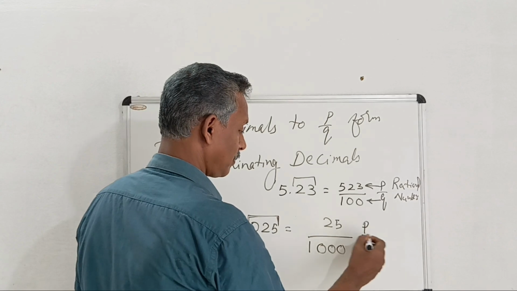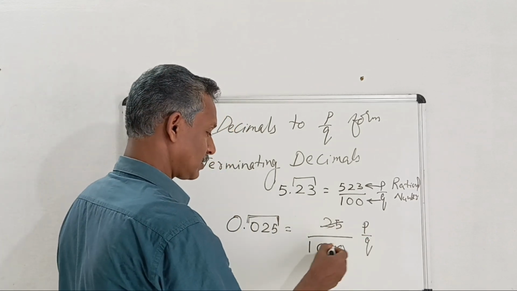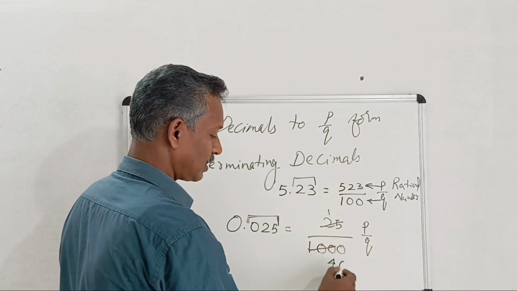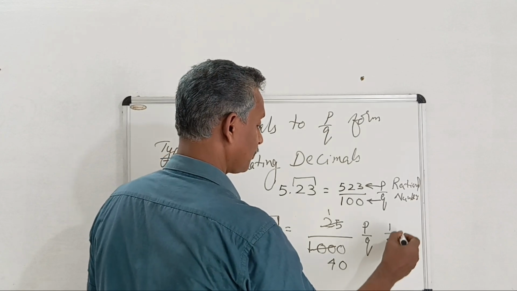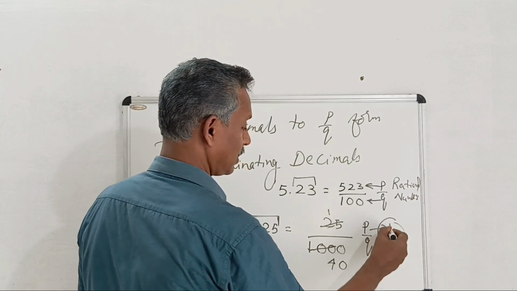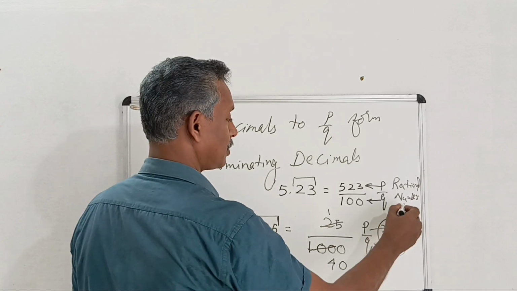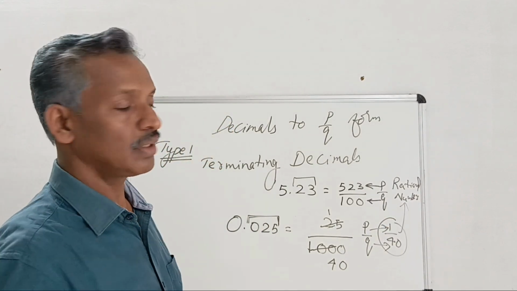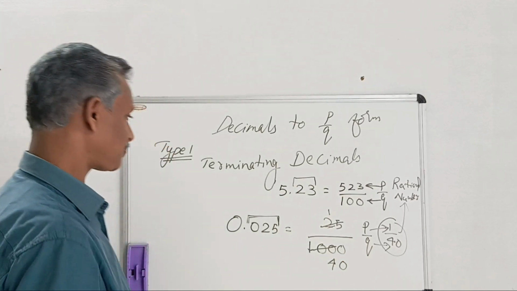Here also it is in p by q form. And if you want, you can reduce it. By 25, we can cancel out both. 25 1s are 25, 25 4s are 100, and a 0, 40. So the simplest form is 1 by 40. Here the numerator is an integer, the denominator is an integer, so it is a rational number. So every terminating decimal can be written in rational number form, or p by q form.